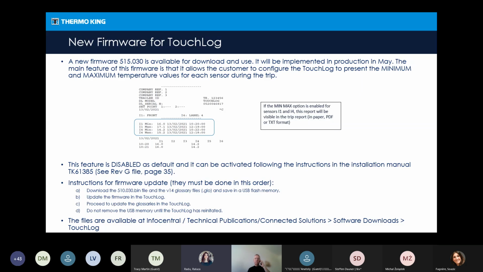So very important, if you want to have this information on your trip tickets, make sure that you activate this feature. How do you do that? You need to consult the latest installation manual. Also, you see in the bulletin the instructions about how to update the firmware. Everything is available on InfoCentral under connected solutions, software downloads, and in this case, TouchLog. Any questions?